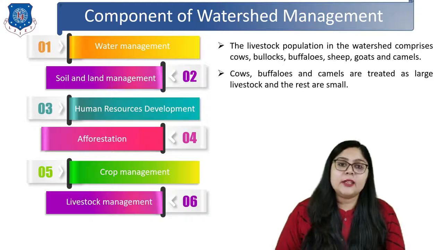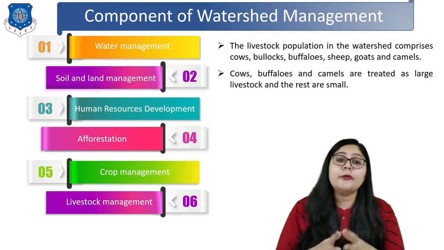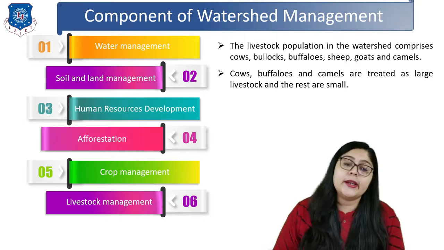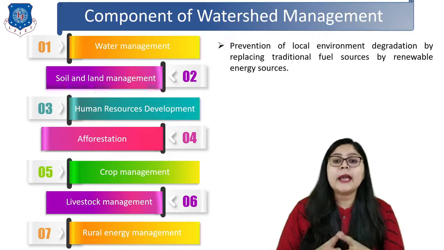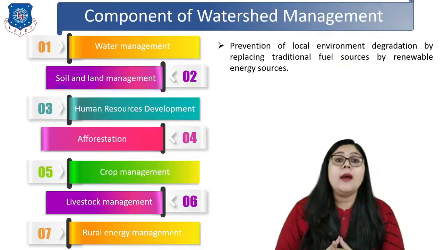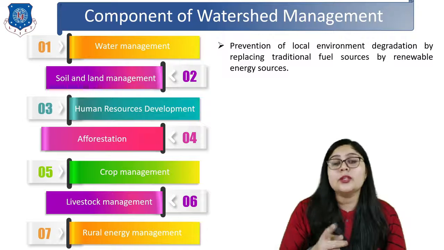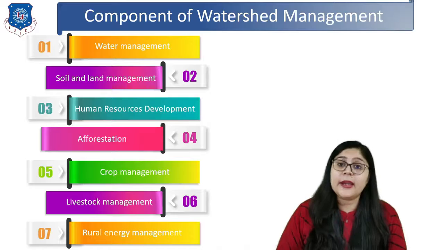Next is the livestock management, where the livestock population in the watershed comprises cows, bullocks, buffaloes, sheep, goats and camels, where the cows, buffaloes and camels are treated as large livestock and the rest are considered as small ones, right? The last component is the rural energy management, where the prevention of local environment degradation by replacing the traditional fuel sources with renewable energy sources should be practiced, right? So these all are the components of watershed management, right?